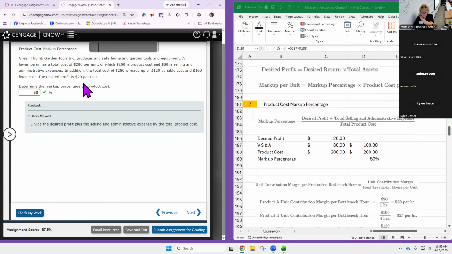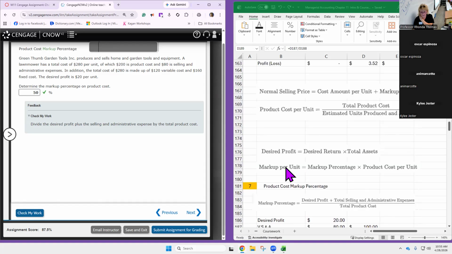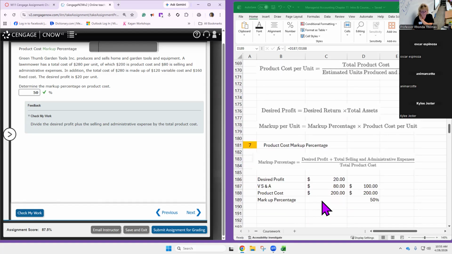If we want a profit, okay, markup percentage. Now let me see here. Oh, so cost amount per unit. So we could figure the selling price if we wanted to, but we won't because they're not asking us to.